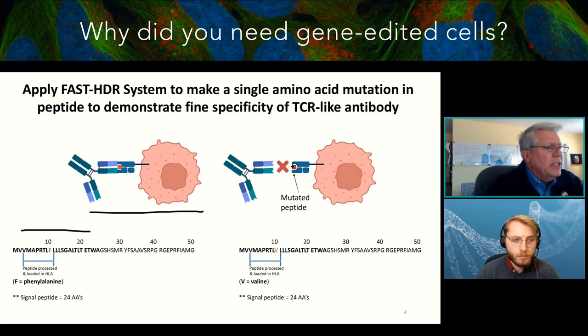What I've got highlighted in this sequence, in green, is a phenylalanine. That's the F. That's the residue that we wanted to mutate, and we wanted it to be mutated to a valine, as shown over here. Okay. And we know that if we make this peptide with the mutation of valine in position 8, and we load it into the MHC molecule, the TCR-like antibody does not bind to it. And so what we wanted to do is to prove in a cell system this observation that we made in a recombinant protein model, we wanted to demonstrate it using tumor cells.